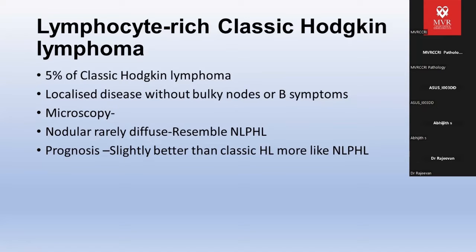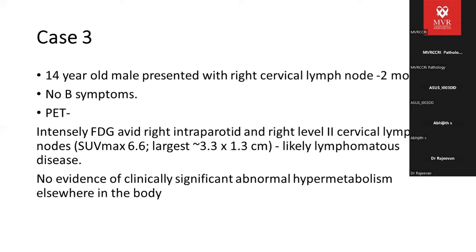Usually a localized disease without any bulky nodes, no B symptoms, similar to an NLPHL. NLPHL is also usually presenting like a localized node without B symptoms most of the time. And in microscopy also, the differential comes with the NLPHL. It's nodular, like an NLPHL, rarely diffuse, and prognosis is slightly better than that of a classic Hodgkin lymphoma, more like an NLPHL.